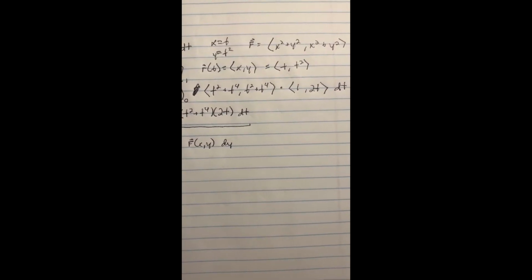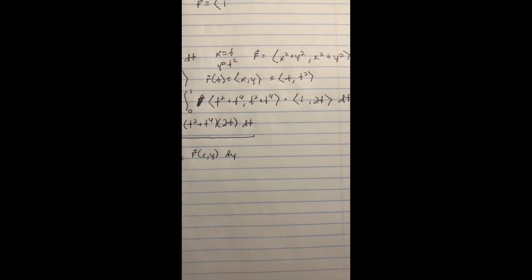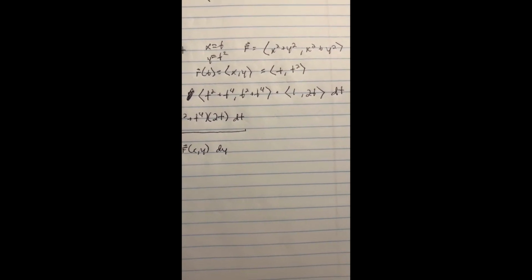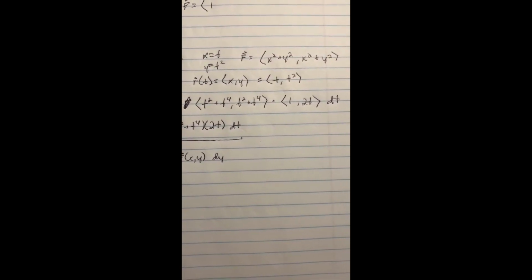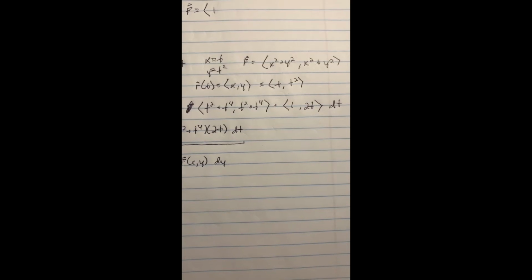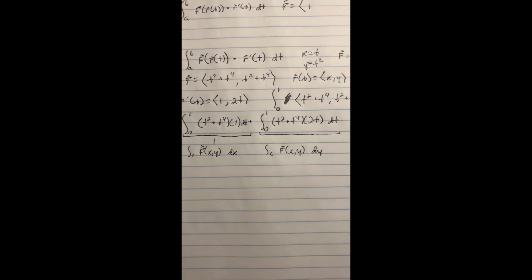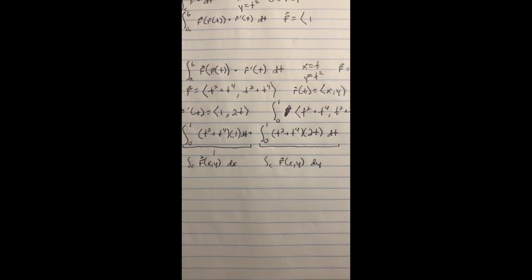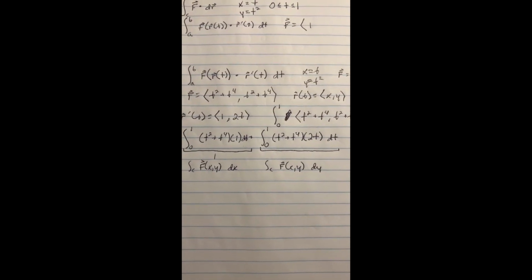Okay, so given the following integral, the integral from 0 to 1 of the dot product of (t squared plus t to the fourth, t squared plus t to the fourth) and (1, 2t). The way we take the dot product is we multiply the x components and add them to the product of the y components. So I chose to split these integrals up to demonstrate that they are in fact the same answer as the sum of 1b plus 1c.